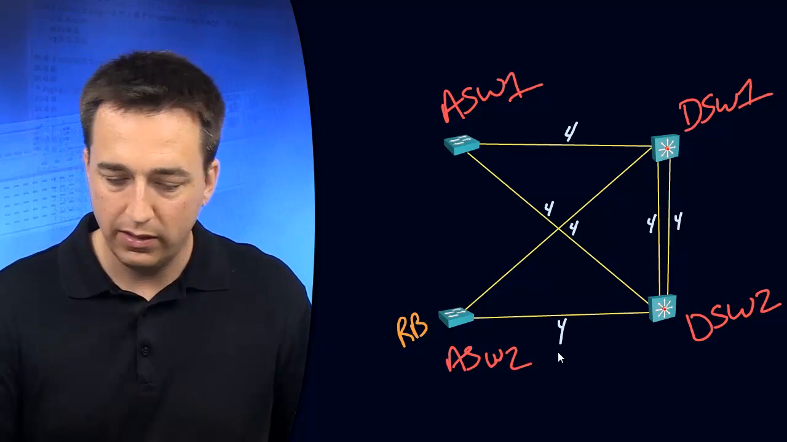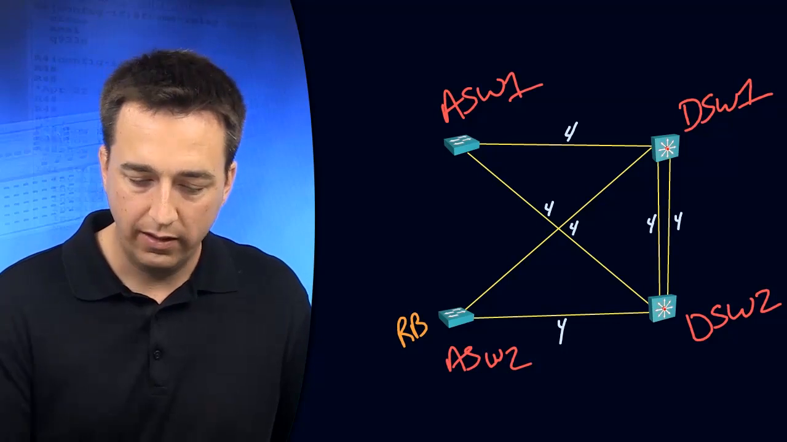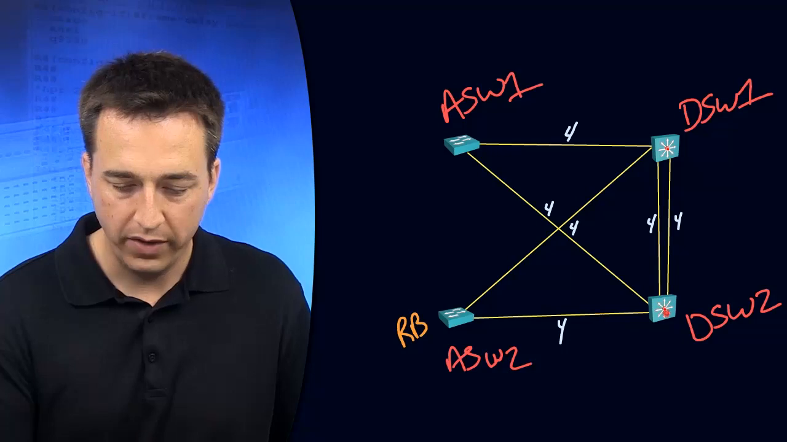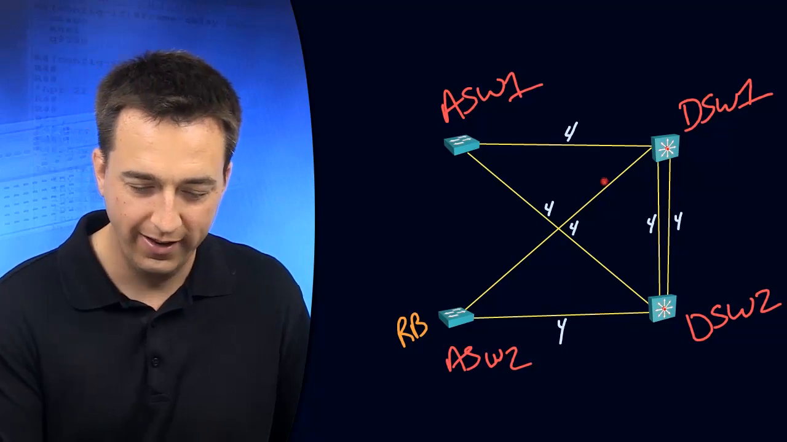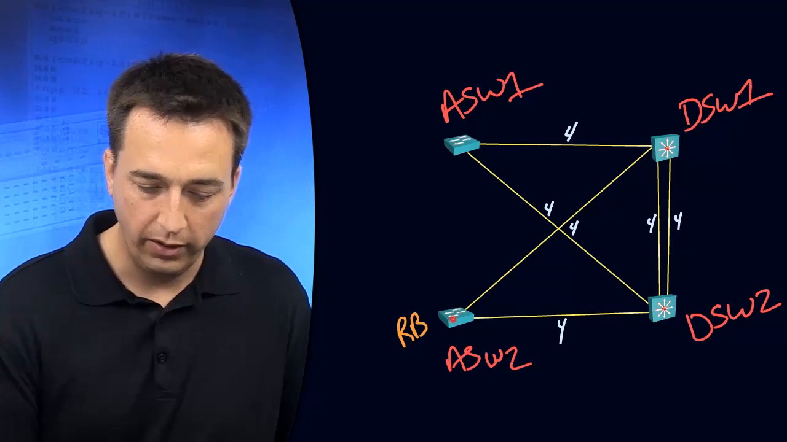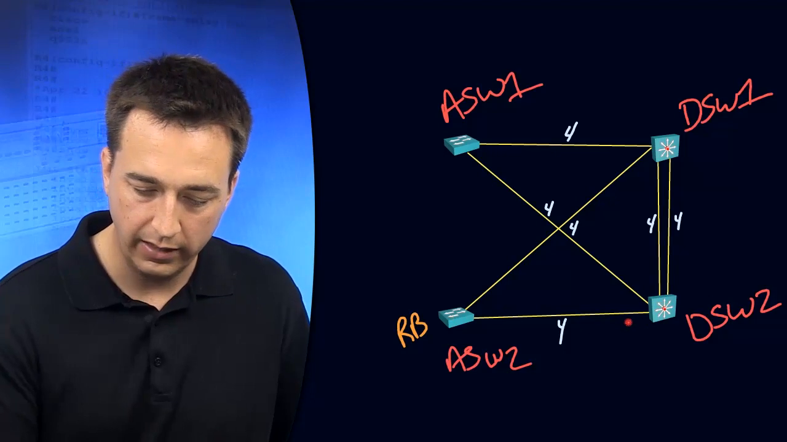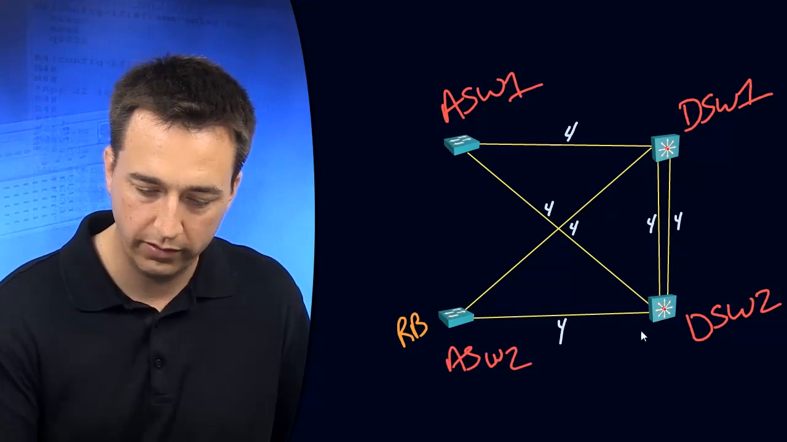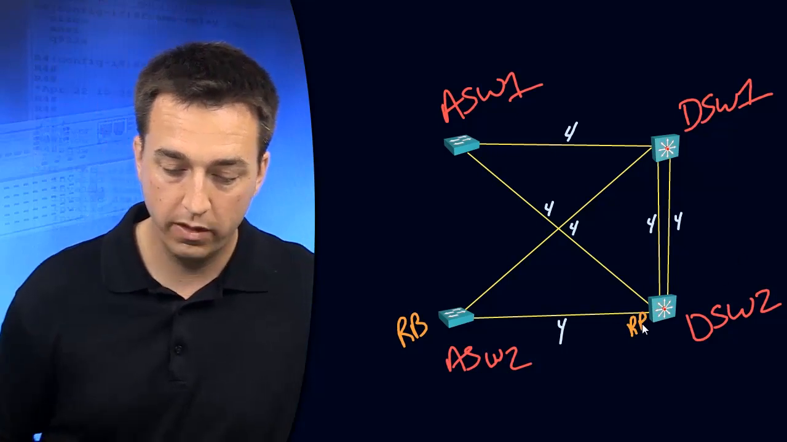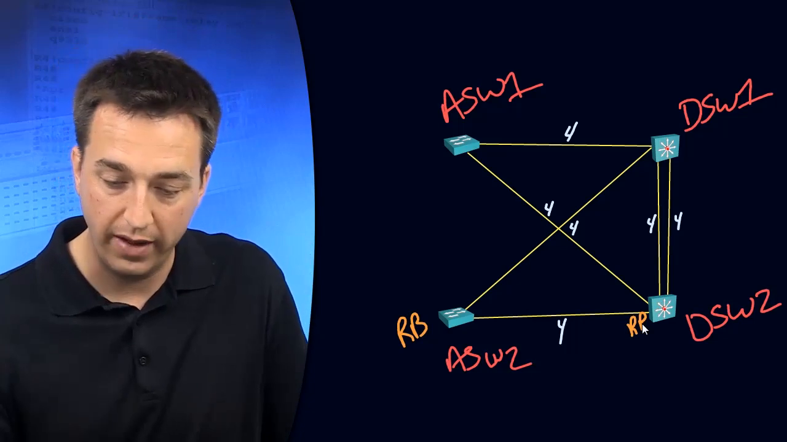So let's examine DSW2 to start with. Which path is the shorter path to get back to the root bridge? Is it going directly across this link, or is it going this way? No, not that way. Or is it going this way? Well, it's definitely going this way because it has the shorter cost. So we can label that as our root port. There's our root port. Remember, you can only have one root port on a non-root bridge, so we found that for DSW2.